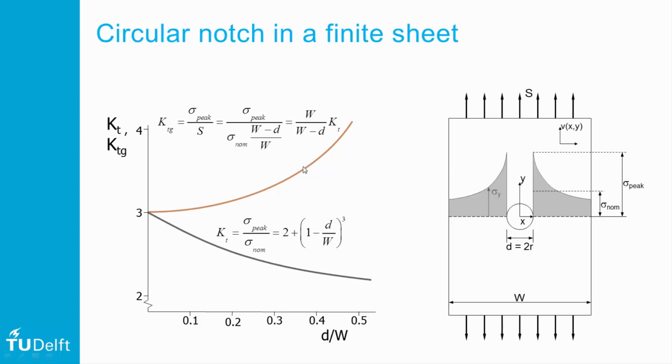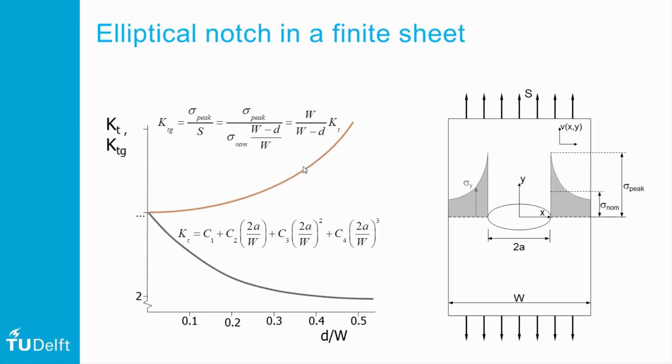Now if this circular notch is an elliptical notch, then obviously the relationship is similar in trend but different in magnitude. So depending on the long and short axis of this ellipse, we start with a different stress concentration factor, and then the nominal stress concentration factor will decay once the width becomes smaller, and the gross stress concentration factor correspondingly will increase once the width becomes smaller.